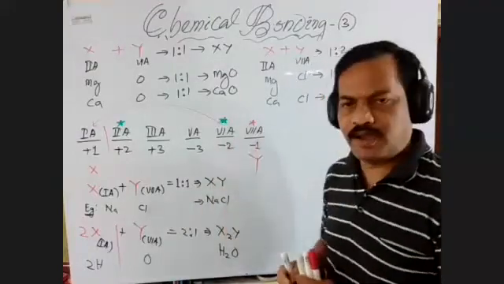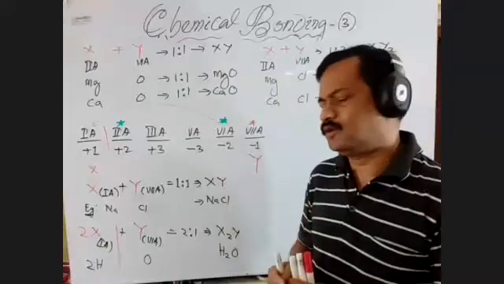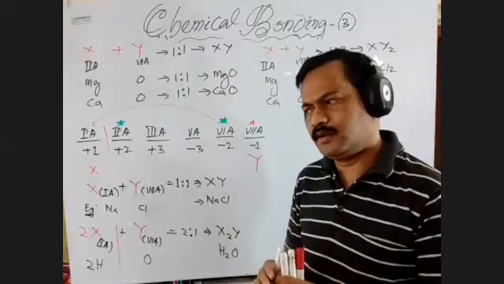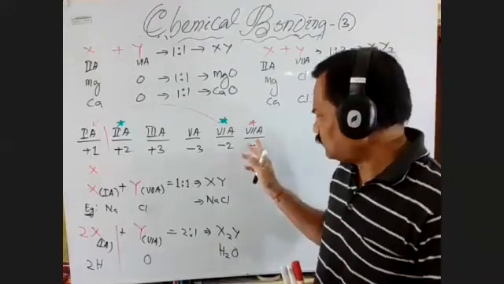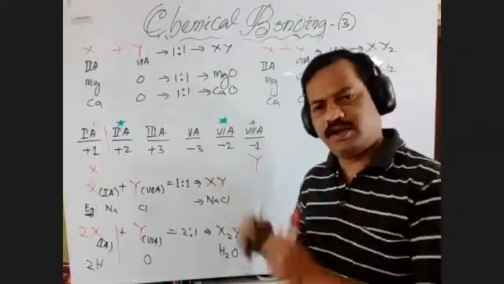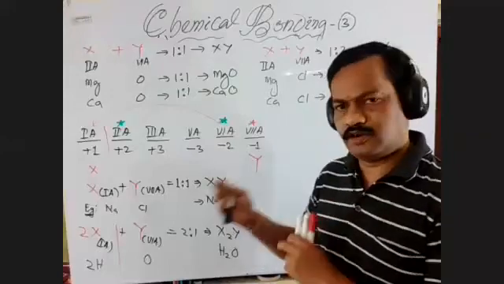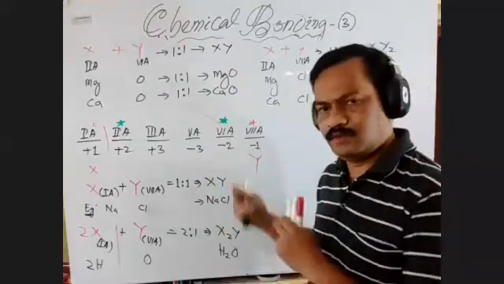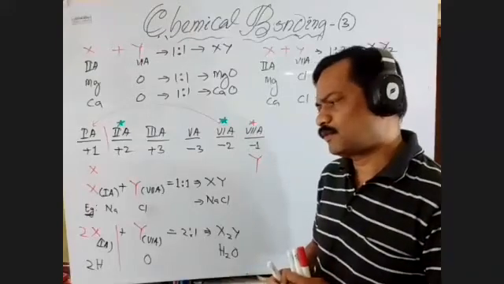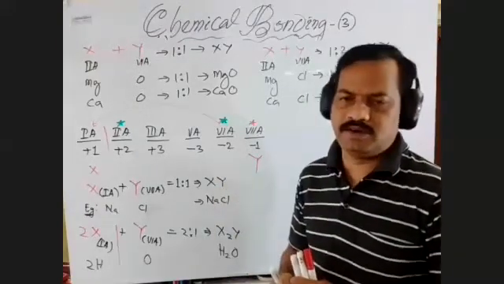Seventh A is called the halogen family. That is fluorine, chlorine, bromine, iodine. Here they have 7 electrons in their outermost shell, so there is a shortage of 1 electron. So that's why they gain 1 electron, to reach the nearest inert gas configuration.